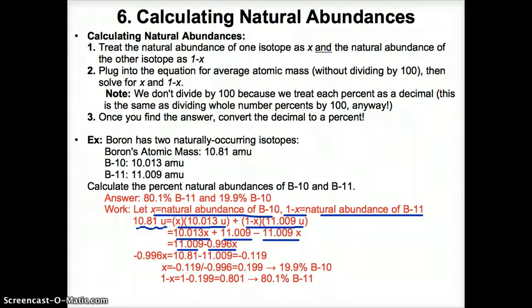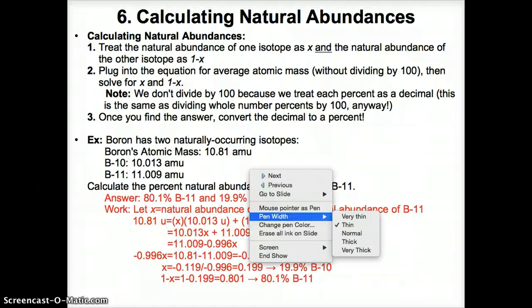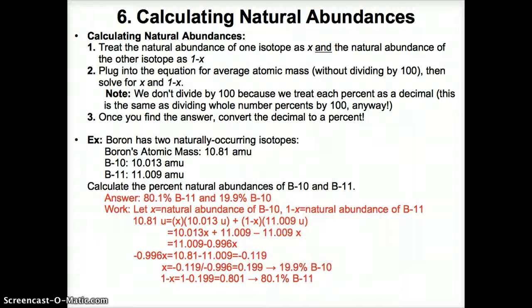Right, then you just solve for this algebraically by subtracting 11.009 from both sides, getting you negative 0.996x is equal to negative 0.119. Then to solve for x, you just divide by negative 0.996 on both sides, getting you x for the natural abundance of boron 10 is 0.199, which as a percent is 19.9% boron 10.